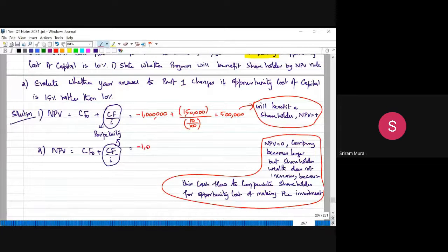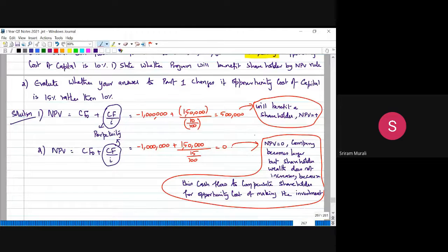So minus 1 lakh is my investment. I want to check if it is 15%, will it be profitable? It is a break even, because the answer is 0. So when NPV is 0, the company becomes larger, but shareholder wealth does not increase, because the cash flow only compensates the shareholders for the opportunity cost of making the investment.